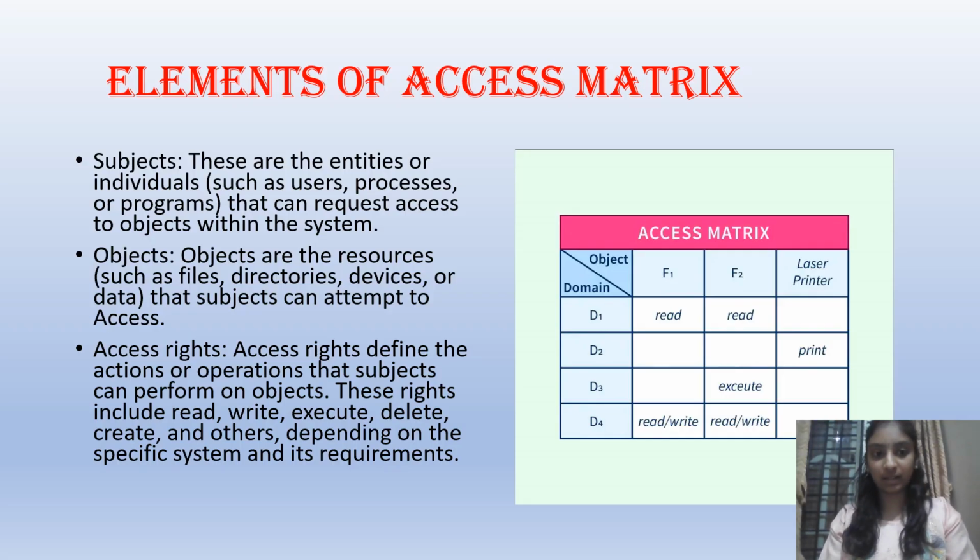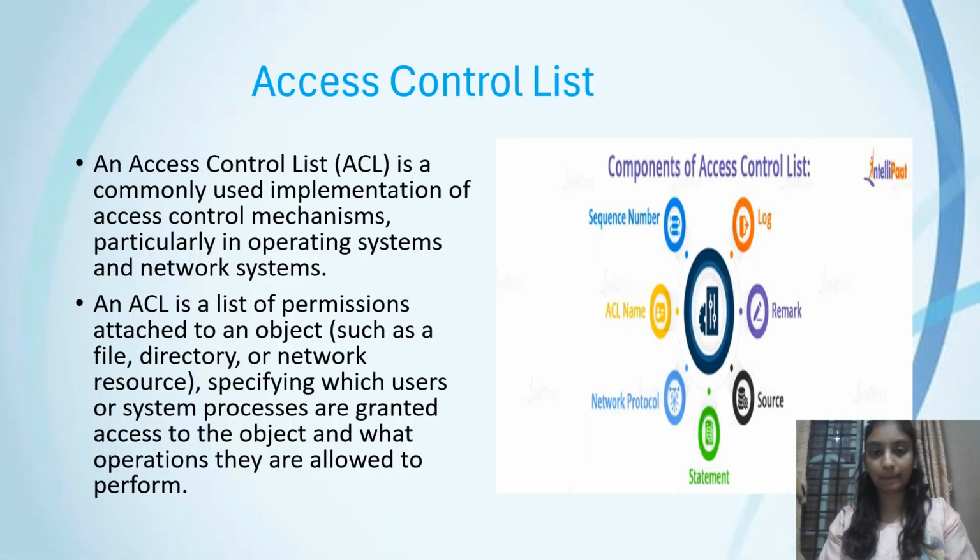Elements of access matrix. Subjects. They are the entities or individuals that can request access to objects within the system. Objects. Objects are the resources, devices or data that subjects can attempt to access. Access rights. Access rights define the actions or operations that subjects can perform on objects. These rights include read, write, execute, delete, create and others depending on the specific system and its requirements.